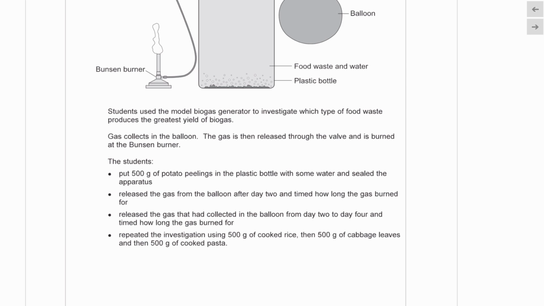It says that students used the model biogas generator to investigate which type of food waste produces the greatest yield of biogas. Gas collects in the balloon. The gas is then released through the valve and is burned at the Bunsen burner. Right, that's what we said. Now the students put 500 grams of potato peelings in the plastic bottle with some water and sealed the apparatus. They released the gas from the balloon after day 2 and timed how long the gas burned for. They then released the gas that had collected from day 2 to day 4 and timed how long that gas burned for. They repeated the investigation using 500 grams of cooked rice, 500 of cabbage leaves and 500 of cooked pasta.